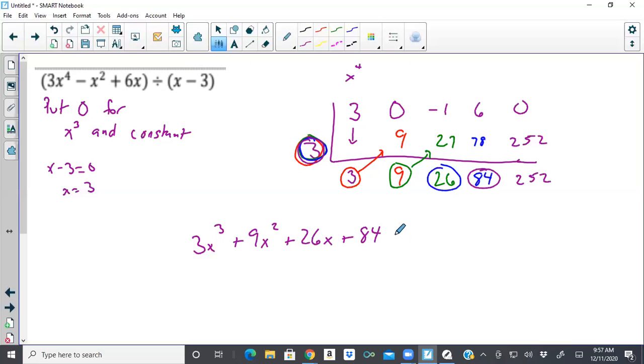And now we have our remainder. So big plus sign, no matter if this is positive or negative, big plus sign, 252 over the thing that we originally divided by, which was x minus 3. And this is our answer.